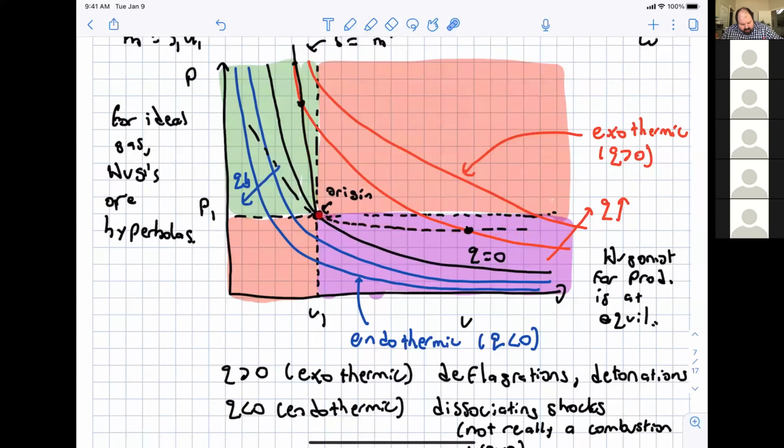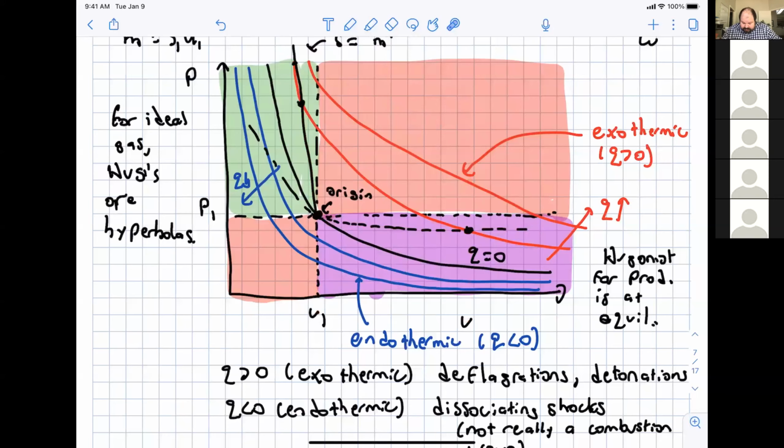And then also, for a deflagration, the Rayleigh line crosses the Hugoniot at the portion of the Hugoniot where it starts to become very, very flat. So what this means is that for a deflagration, you have a massive increase in the specific volume and a very slight decrease in the pressure. Okay, so it's the exact opposite of a detonation.